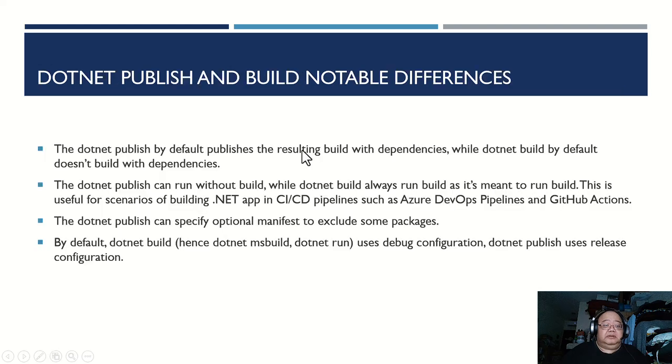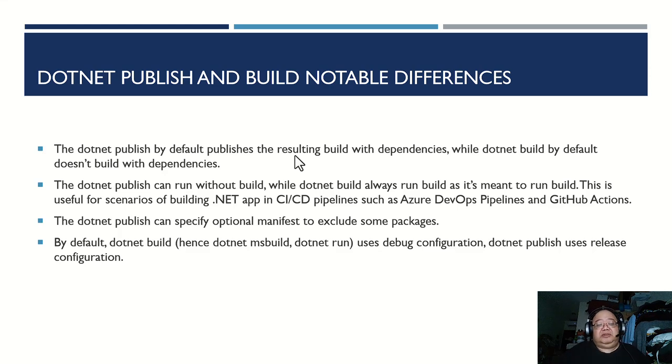Okay, and these are the differences. .NET Publish by default publishes the resulting build with dependencies, but not the whole thing, the self-contained. While .NET Build by default doesn't build with dependencies. And this is somehow a little bit misleading, because as you will see in the demo, the results from .NET Build and .NET Publish are exactly the same. Maybe if you have something that needs to have dependencies such as a NuGet package, and we are going to see whether it is valid or not.